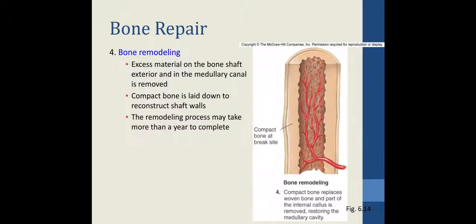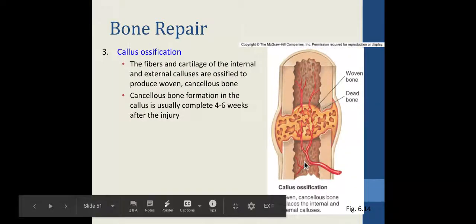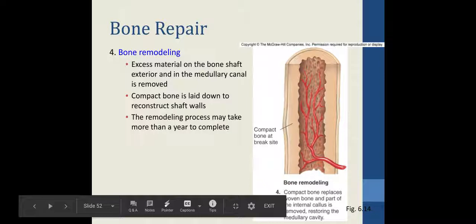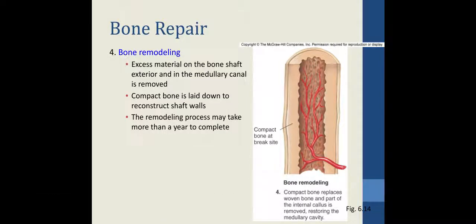That remodeling is any extra material on the bone shaft is removed and the compact bone is laid down and we reconstruct the walls. And that can take more than a year to complete. And then once it's done though, your bone is good as it was. It's back to normal. But up until that point, it is still in this woven bone stage. So again, that's why they tell you to take it easy so that you don't re-break the structures.